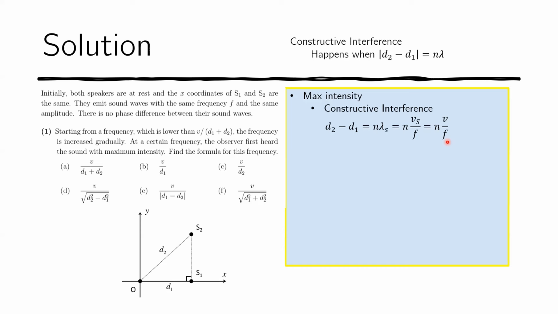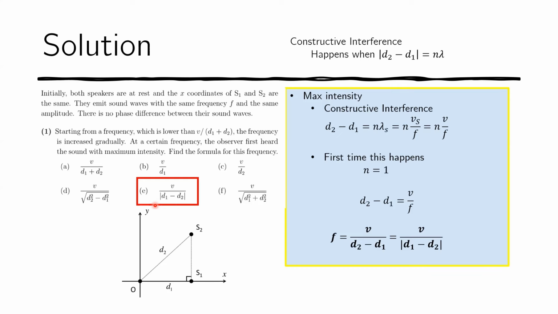And now the other clue, which is that the observer actually first heard the sound. So this can be satisfied with different values of n. But if it is the first time that this happens, then n must be 1. And so we just replace n with 1, and this is what we get. And of course, we can now obtain the frequency here, which is this. And because d2 is greater than d1, we can actually flip them around and put an absolute value symbol, and so that we actually obtain this.